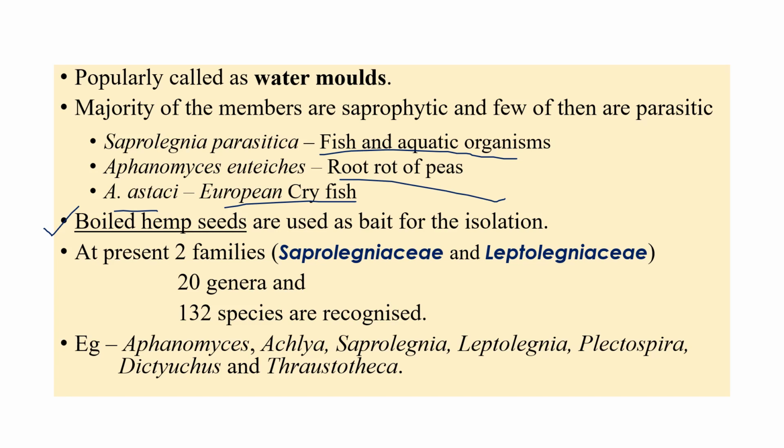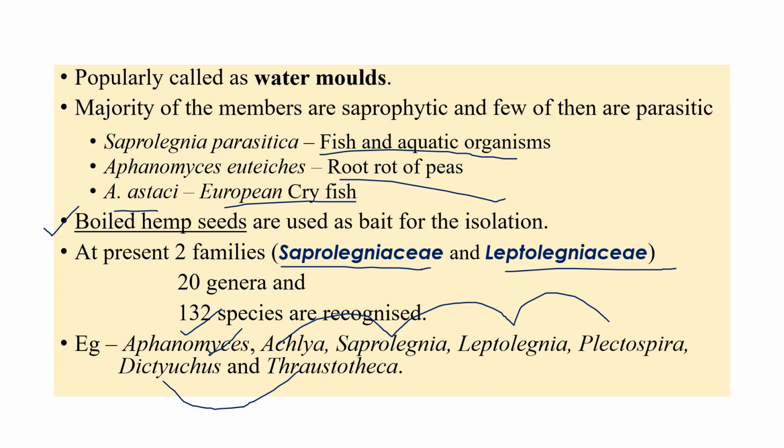At present, there are two families, 20 genera and 132 species recognized so far. The two families that we are going to discuss in the Saprolegniales are Saprolegniaceae and Leptolegniaceae. These are the two families that we are going to discuss in this presentation. The different kinds of fungi that come under Saprolegniales are Aphanomyces, Achlya, Saprolegnia, Leptolegnia, Plectospira, Dictyuchus, and Thraustotheca. These are a few examples.